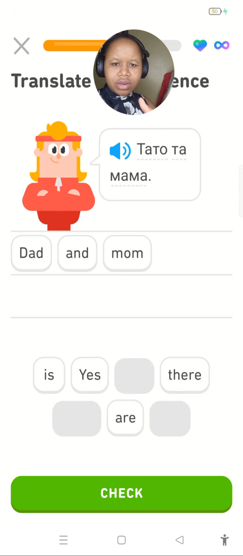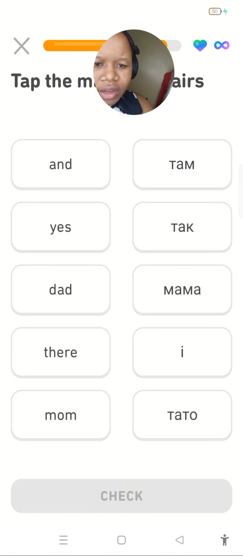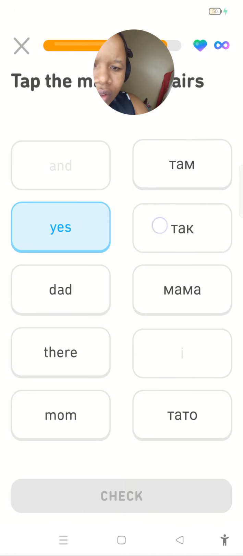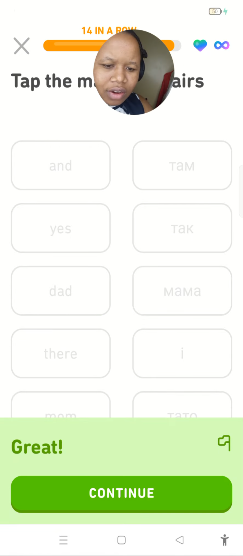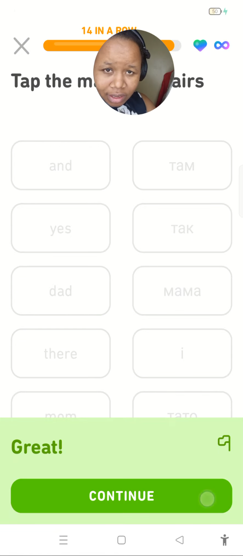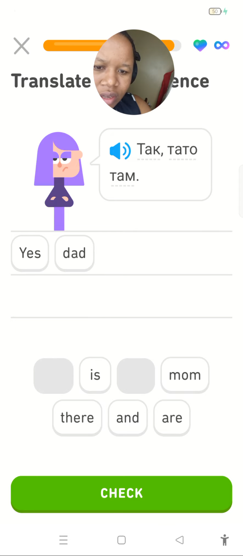You remember e and ta are both and. Then and, tam, mama, dad, tato, tam. See, I can even do it, and I'm just learning now. It's not like I knew them before. So tak tato tam. So yes, dad is there.